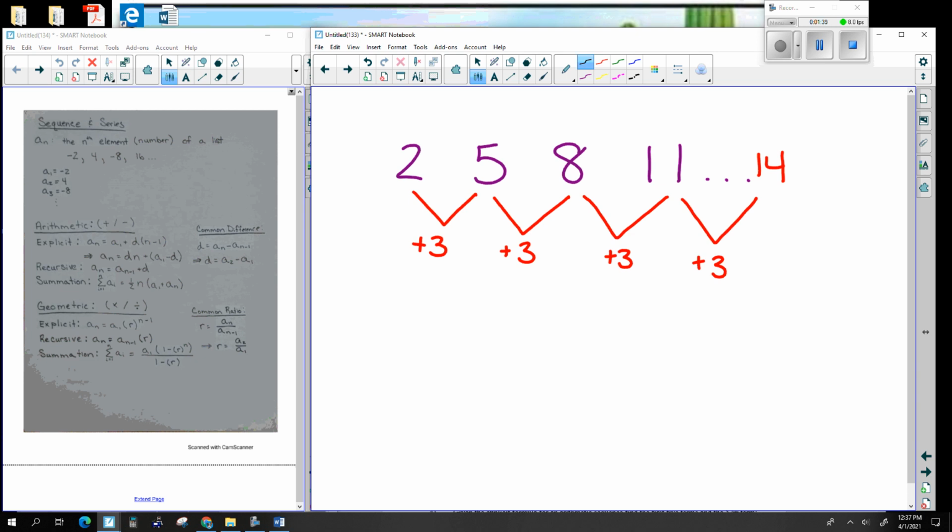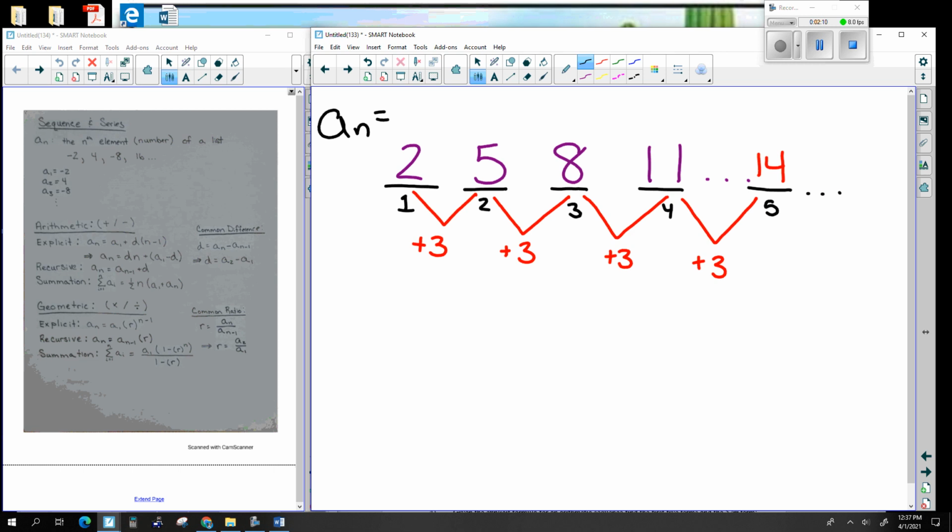How things are denoted is this: a with the subscript n is an element of a number sequence, where n is the element number. So, for example, this is the first element, this is the second element, this is the third element, this is the fourth element, this is the fifth element, et cetera.